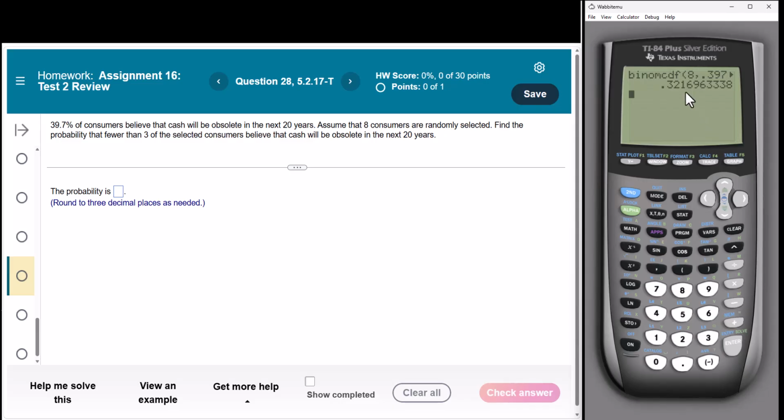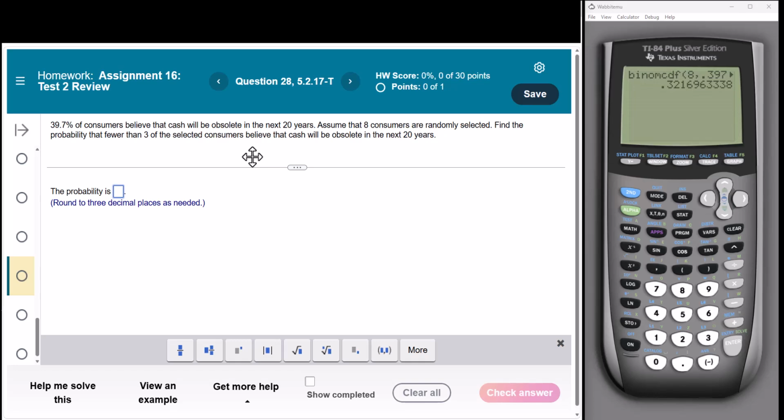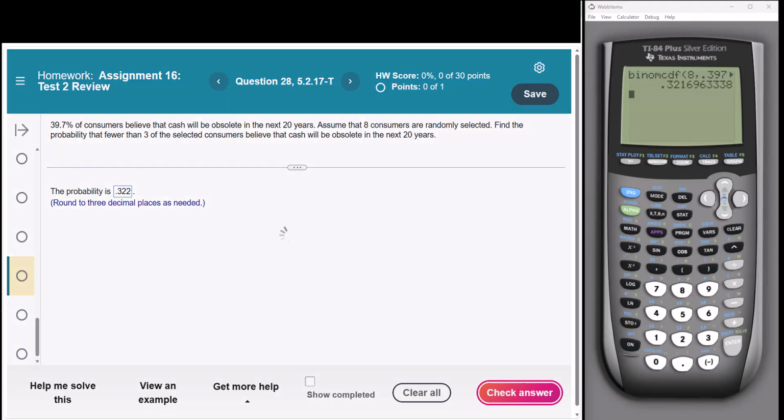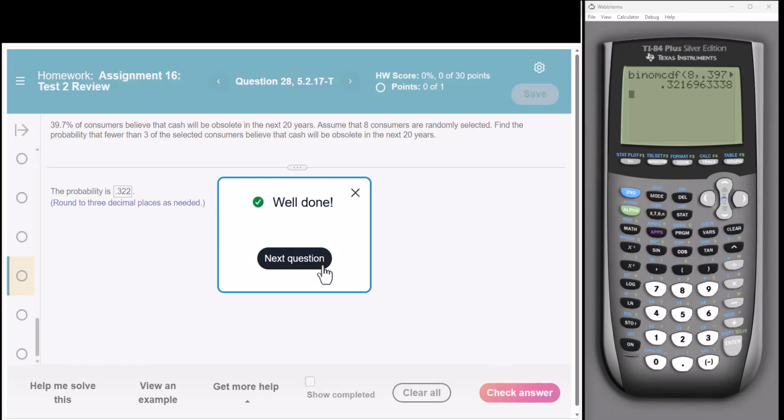I'm going to press enter again, and it will give me the result. The result is 0.3216, etc. It says the probability is, and it says round to 3 decimal places. So this number rounded to 3 decimal places is 0.322. And then I'm going to check my answer. And well done.